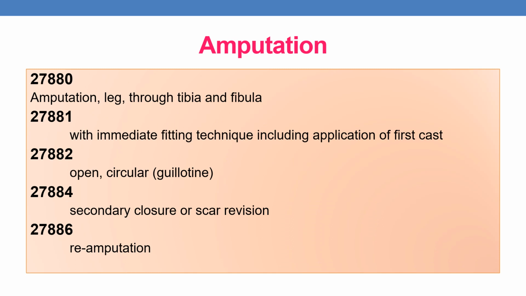Next, coming to amputation. The first CPT is 27880. It deals with amputation leg through tibia and fibula. If amputation leg with the immediate fitting technique including application of first cast, the CPT is 27881. And if the amputation of leg is open or circular, then the CPT is 27882. If it is for secondary closure or scar revision, the CPT is 27884. And for reamputation, the CPT is 27886.